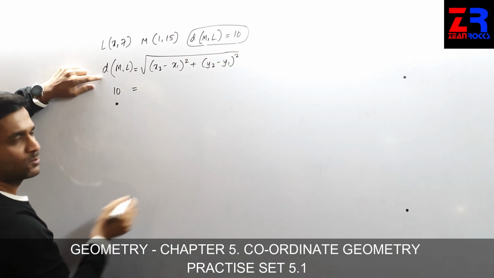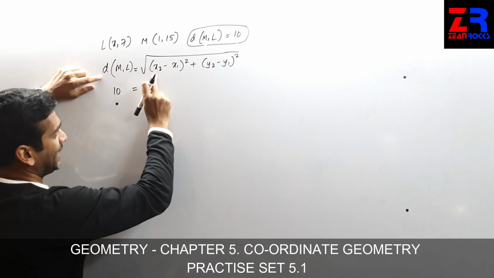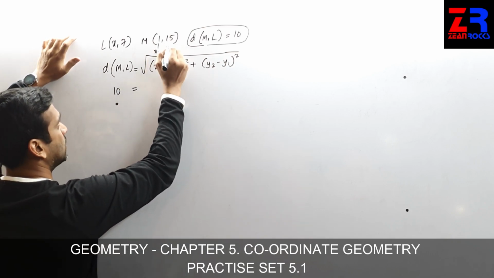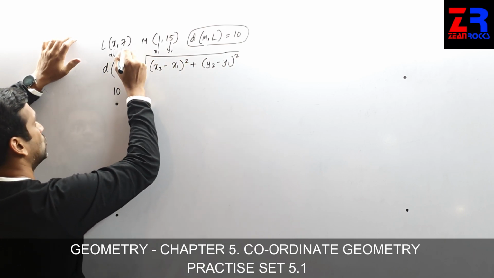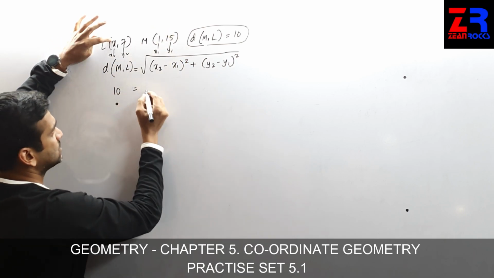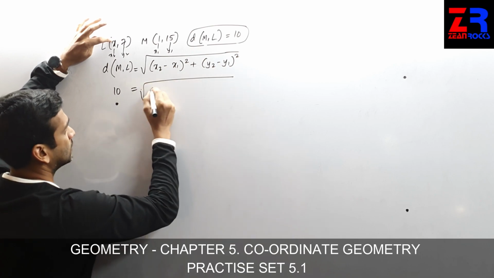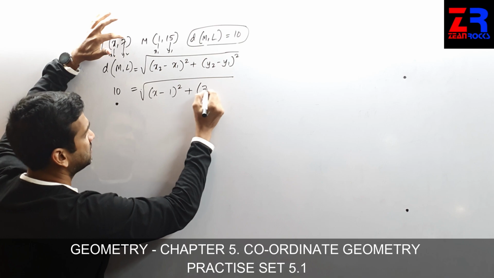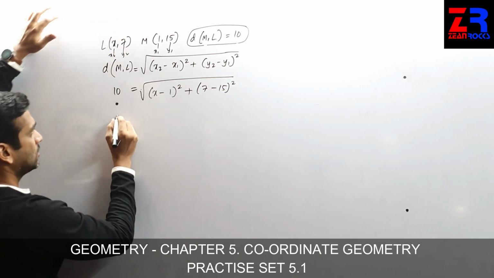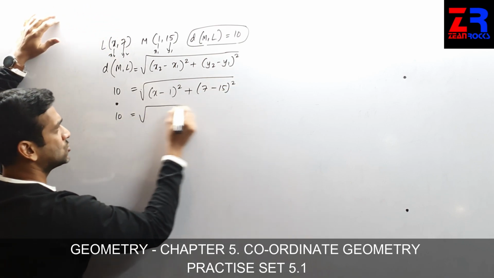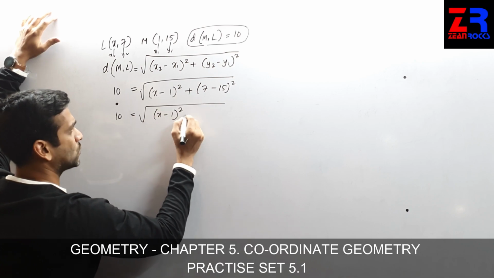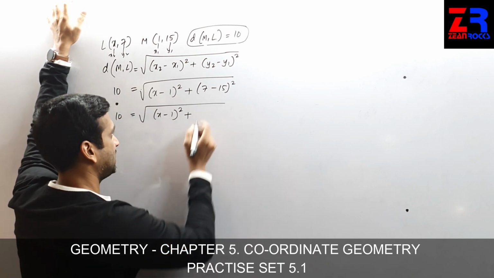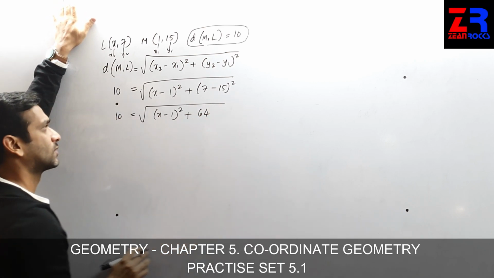Is equal to root of x2 minus x1 square. This is x1, y1, x2, y2. So x minus 1 square plus 7 minus 15 square. So 10 is equal to square root of x minus 1 square plus 7 minus 15 is minus 8. Minus 8 square is plus 64.